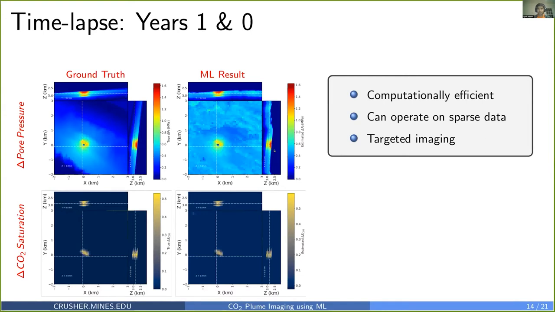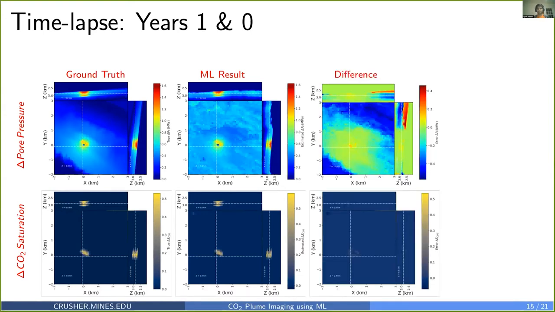In order to analyze the quality of the machine learning result, let's take a look at the difference between the ground truth and the machine learning result. This difference is shown in the right column. Again, the top is pore pressure difference and the bottom is CO2 saturation difference. The first thing I would like to point out is that these color scales are not the same. Here, these greens correspond to zeros. So that's good. It's saying that errors around the injection and going further away from there, where the data was not used for training, are zeros, which is good. So that means the model is doing a good job.